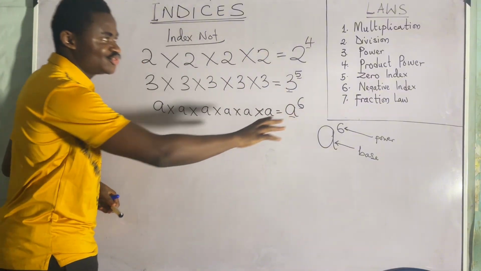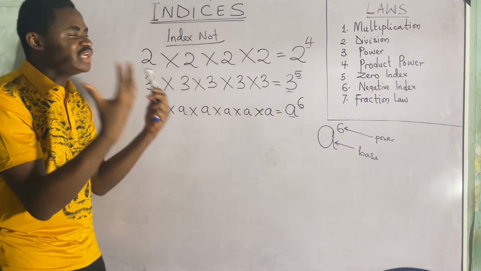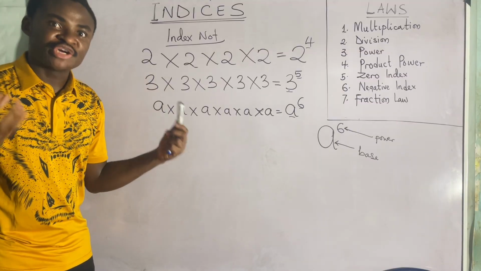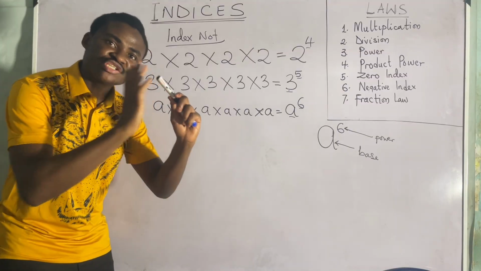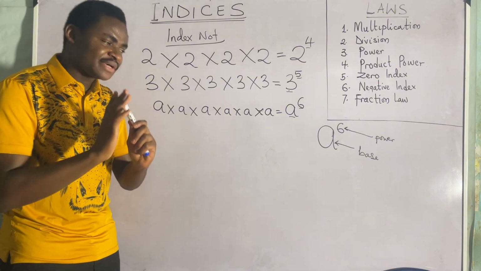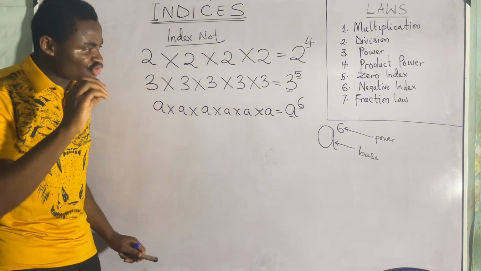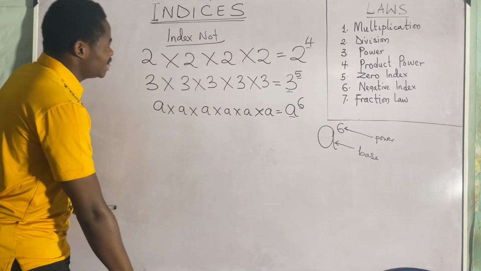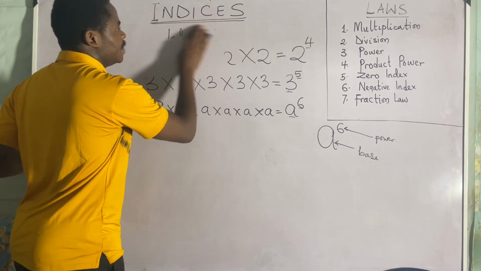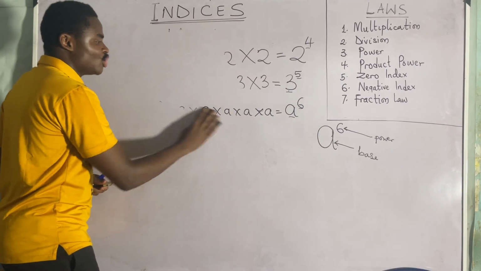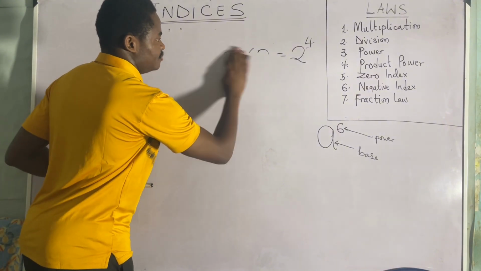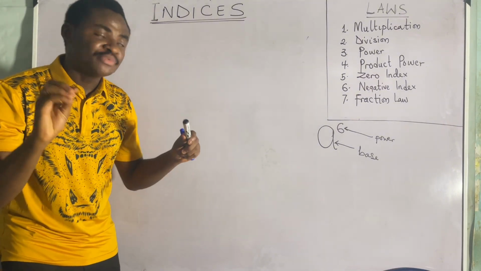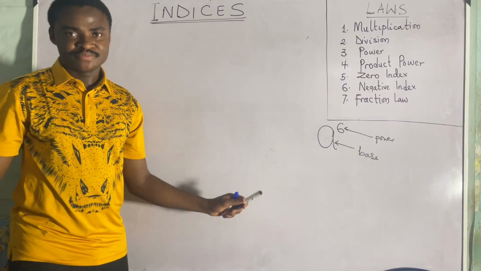So this is the most introductory aspect. At any time you hear me talk about indices or index notation, I'll be talking about where we have shortened factors together, and I also mean something that has a base and a power. So what are the major laws that are going to govern it? Because if I discuss the laws, I'll be able to solve any question in indices.